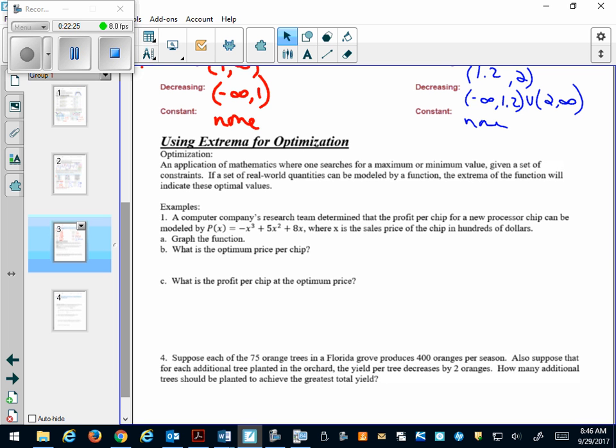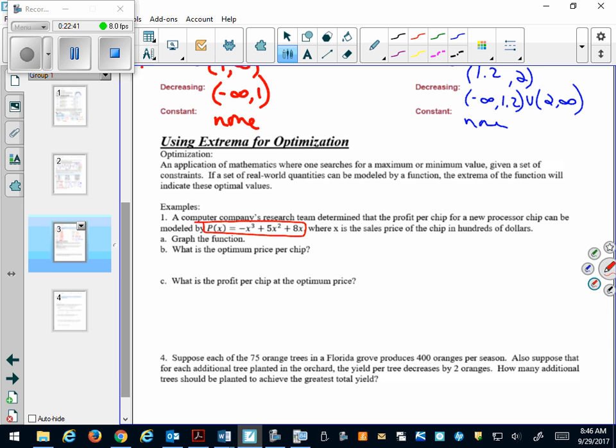So this is a situation where they are a computer company, new processor chip. This is the profit equation that they've come up with, where x is the sales price of the chip in hundreds of dollars. What is the optimum price per chip? So what we need to do is put this graph again into our calculator and find the maximum, because the maximum will give us the optimum price per chip.